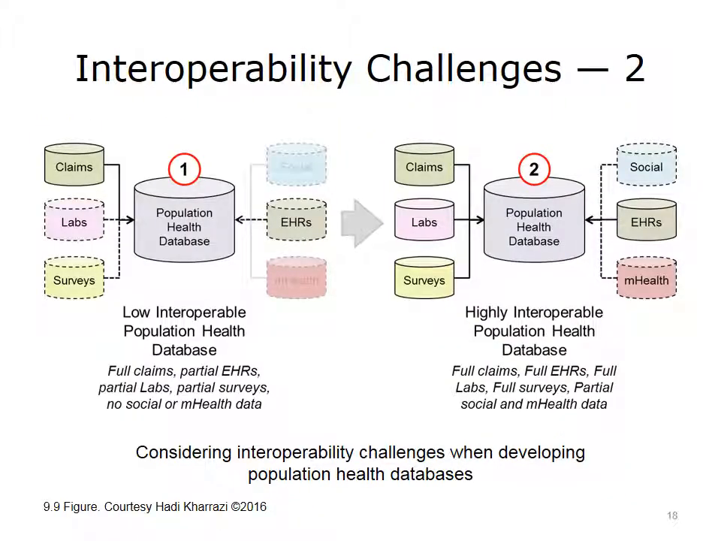This diagram illustrates the difference between a highly interoperable population health data warehouse on the right and a lower interoperable warehouse on the left. The low interoperable population health data warehouse, shown by Circle 1, completely misses certain types of information, such as social and mHealth information, for its population denominator. On the other hand, the highly interoperable population health data warehouse, indicated by Circle 2, includes a broader spectrum of data sources, thus improving the chances of developing predictive models with higher accuracy and power.